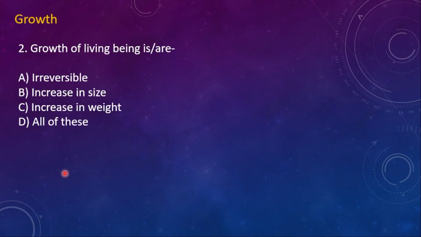Next, question number 2. Growth of living being is or are: A, irreversible; B, increase in size; C, increase in weight; D, all of this. Here the right option is D, all of this. Growth is irreversible. Once the growth has happened, we can't reverse it back, and it is an increase in size. Of course, it is an increase in weight also.